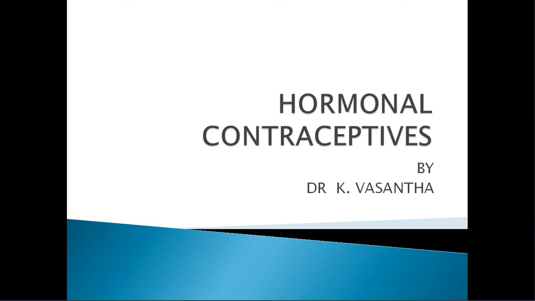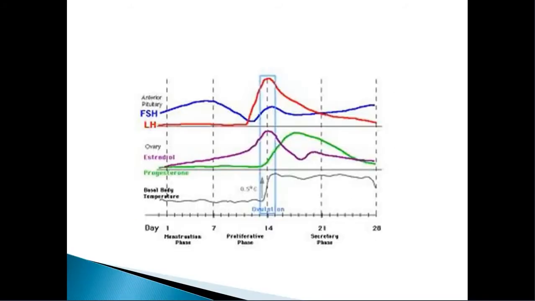Hormonal contraception. Now, various hormones have been used throughout decades for contraceptive purposes. The main hormones that have been used are estrogen and progesterone. To understand how the hormones work as contraceptives, you have to understand how the menstrual cycle is regulated normally, what we call the HPO axis or hypothalamo-pituitary-ovarian axis.